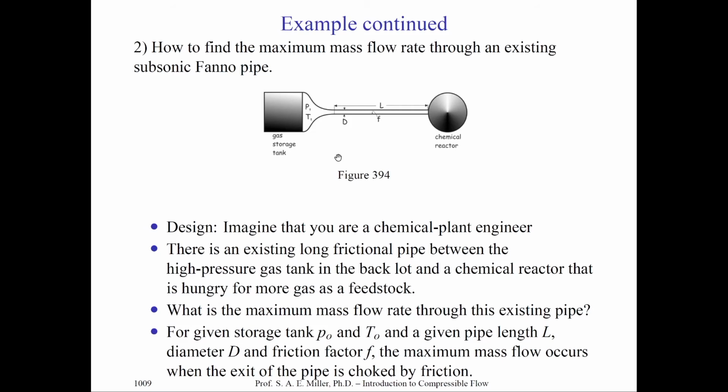And for a given storage tank at P0 and T0, located in the plenum, and a given length L between, of course, the storage tank and the reactor, we need to find a particular diameter and friction factor F for a maximum mass flow occurring when the exit of the pipe is choked by friction, right here at maximum L. So right away we know that L is going to be equal to L sup star for the particular problem.